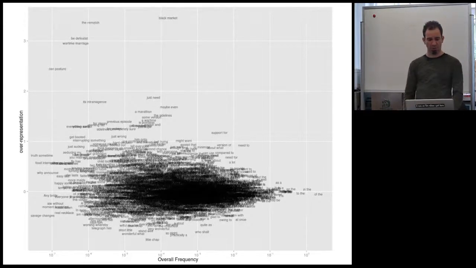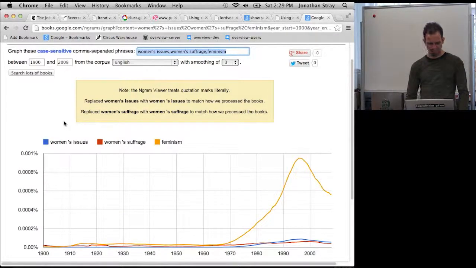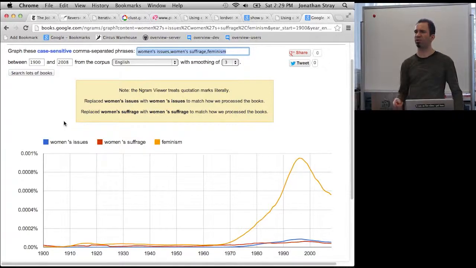Right. Or here's another interesting problem. Does that mean there wasn't any feminism before the 1970s? No, they just said it differently. Oh, wow, more popular than all of them, starting from the 70s. So yeah, you could be using different words. And then we had an answer over here.